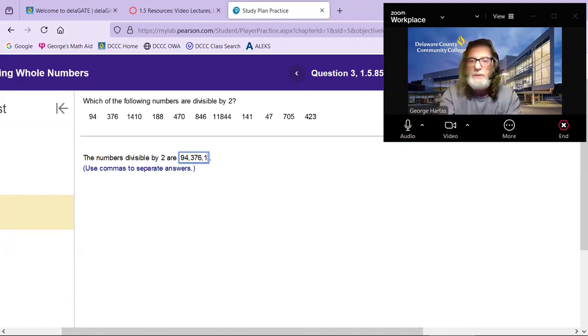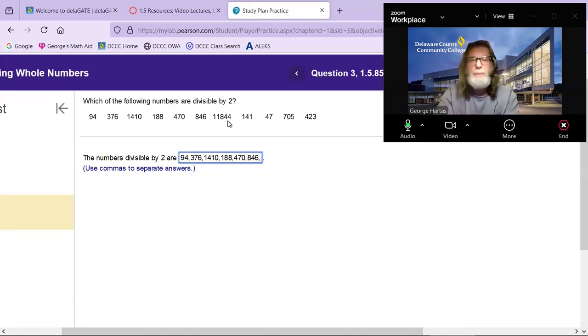1410, even. Again, I'm looking at the rightmost digit right here. It's a 0, so it's even, comma. 188, even. 470, even. Whoops, forgot the comma. 470, comma. 846, even. 846, comma.